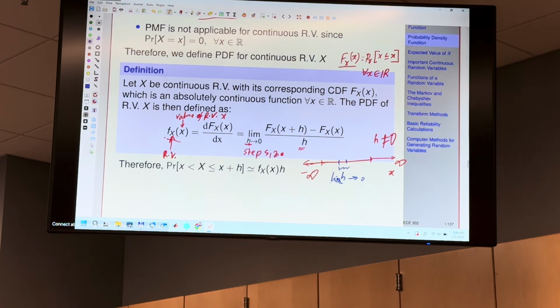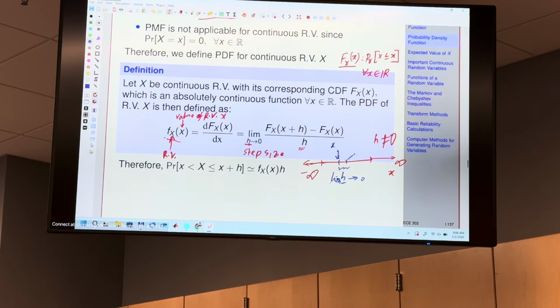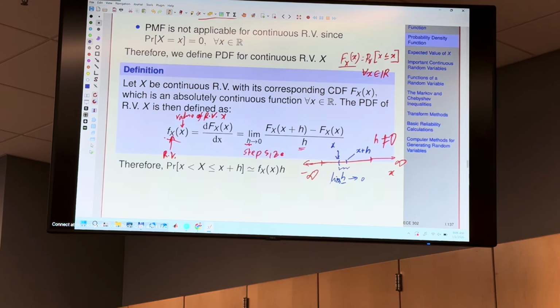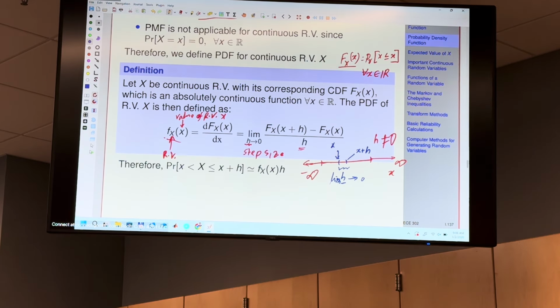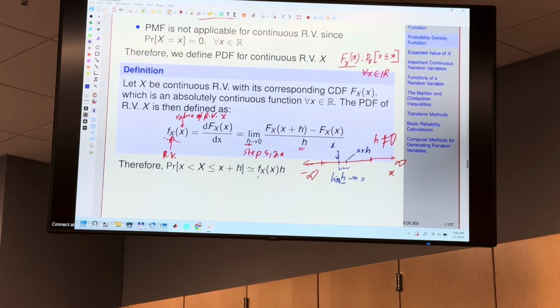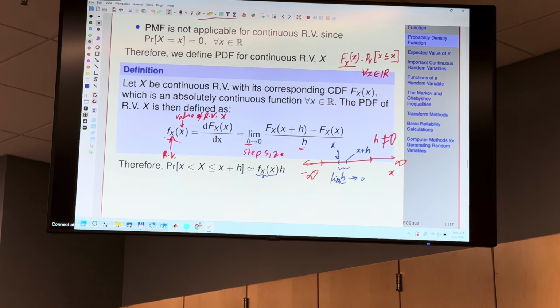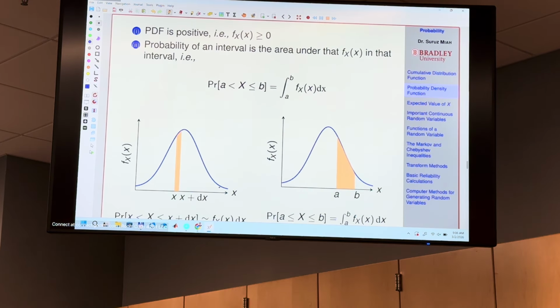But we are going to utilize this h to come up with the probability that the random variable can take a value between x and x plus h. So what is the probability that random variable x takes a value in this interval? This interval is nothing but a rectangular area, and the rectangular area is whatever height you see times this h.